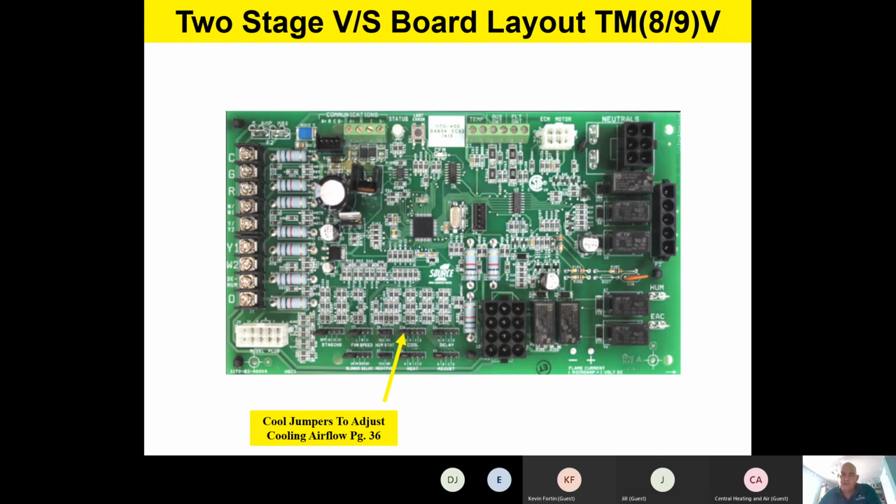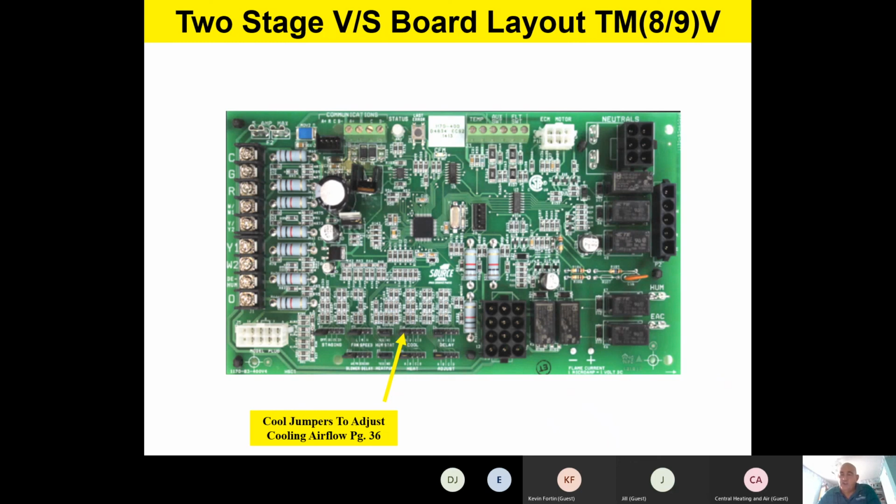So the cool and the adjust is your cooling airflow. You're going to set that up based on the tonnage of the outdoor unit. Now, please write this down. You always want to set your airflow up on these variable speed products for 400 CFM per ton of cooling. 400 CFM per ton of cooling.